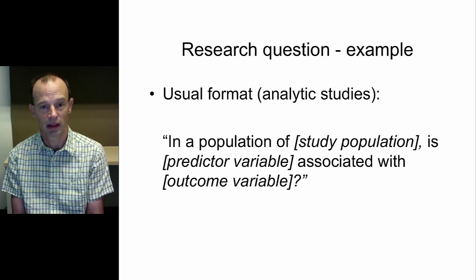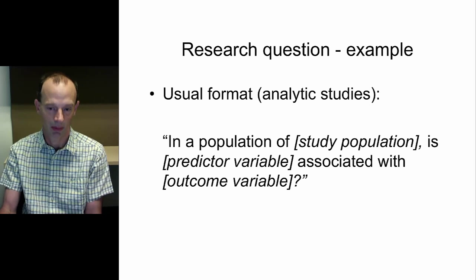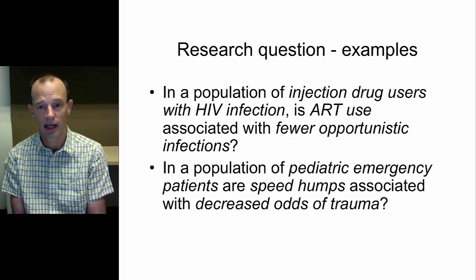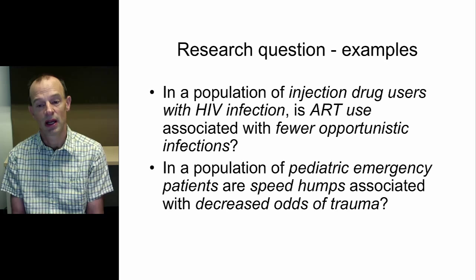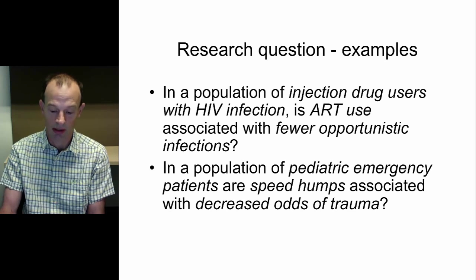Here, a usual example of a research question for what we term analytic studies, which I'll describe in a bit more detail later, is, for example, in a study population, is a predictor variable or explanatory variable associated with a particular outcome variable? A couple of examples of this are: in a population of injection drug users with HIV infection, is ART use, or antiretroviral therapy use, associated with fewer opportunistic infections? Or in a population of pediatric emergency patients, are speed humps associated with decreased odds of trauma?